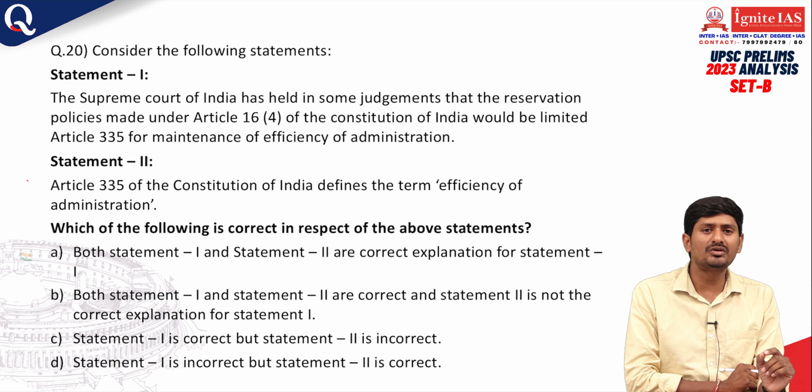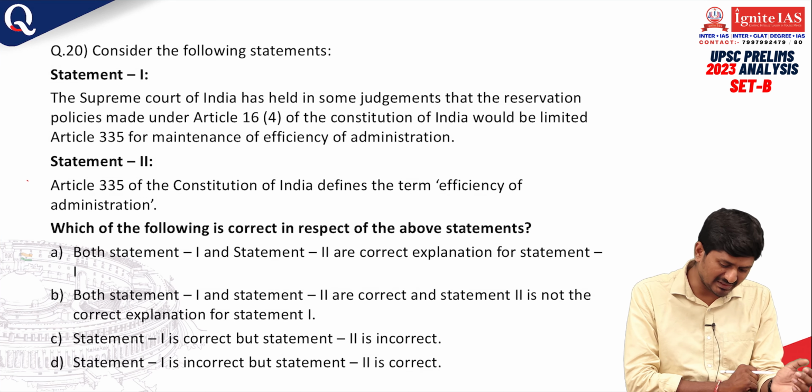Suppose it has to demonstrate the backwardness of such communities, inadequacy of representation of such communities, and third one is there is no more problem to the efficiency of the administration. These are the three things given by the Supreme Court in that particular judgment. So hence statement number 1 is correct.